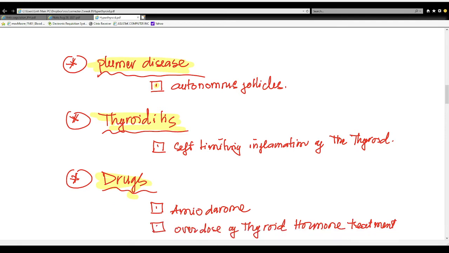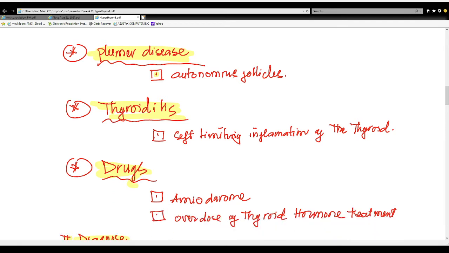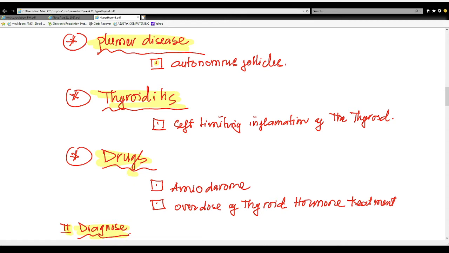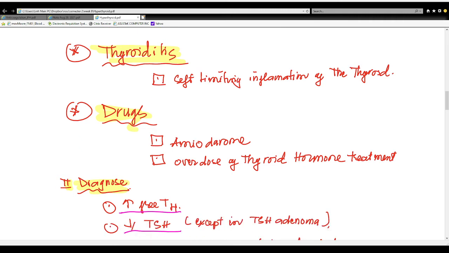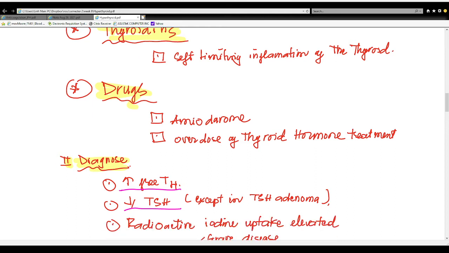Thyroiditis, this is a self-limiting inflammation of the thyroid, or hyperthyroid also caused by drugs. Amiodarone is the number one drug that has side effects that cause an increase of thyroid hormone if we use amiodarone for a long time, or we take thyroid hormone treatment for a long time or overdose without checking the level of thyroid hormone.